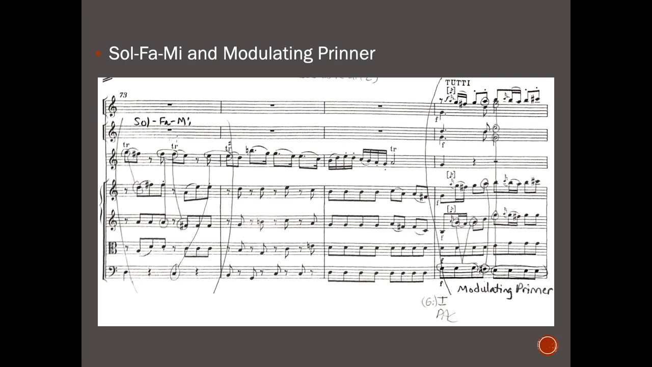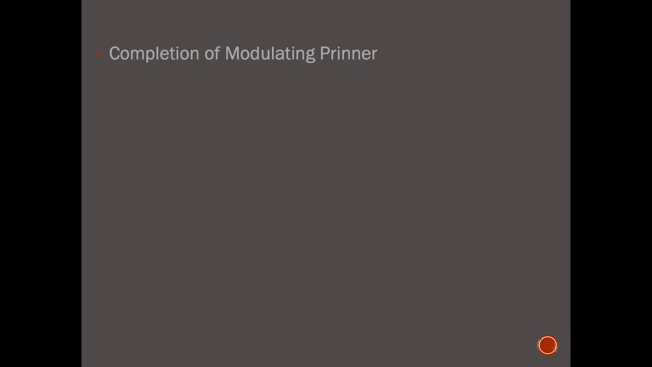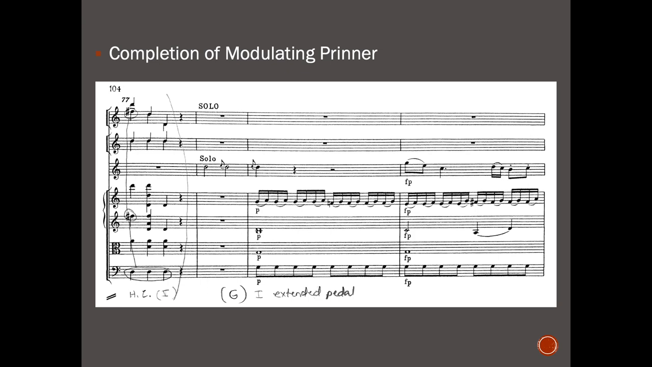And then we get a modulating Prinner, which works differently, but this one also is pretty cut and dry. Lots of the required notes are repeated and stacked in octaves at the appropriate times. So it's pretty clear that he was thinking modulating Prinner here, and it finishes here with a half cadence. So what did it do? It did exactly its job. It was a modulating Prinner. It allowed us to cadence in the key of the dominant.